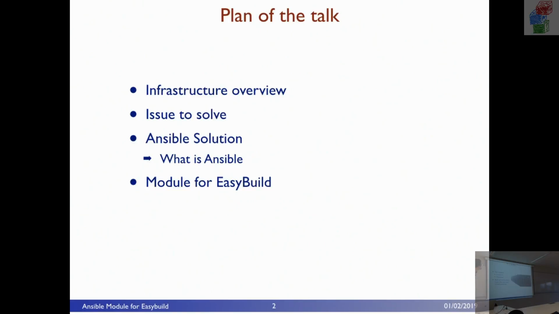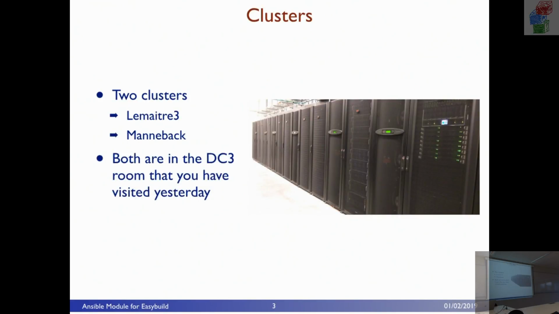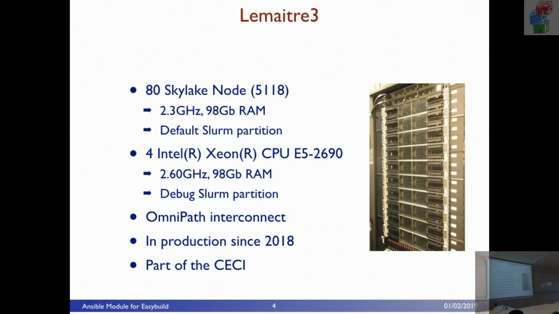So let's start with a quick overview of what we have here in the building I visited yesterday. I'm going to focus on two clusters: our latest cluster, Mattelaer 3, and Manback. Both are in the data center, which is close by. The Mattelaer 3 cluster has 80 Skylake nodes and 4 Intel Xeon nodes, so two different partitions, and users have to choose between them. Knowing that we have two different partitions is interesting for later, because there's a bug in Slurm linked to EasyBuild because of those partitions.